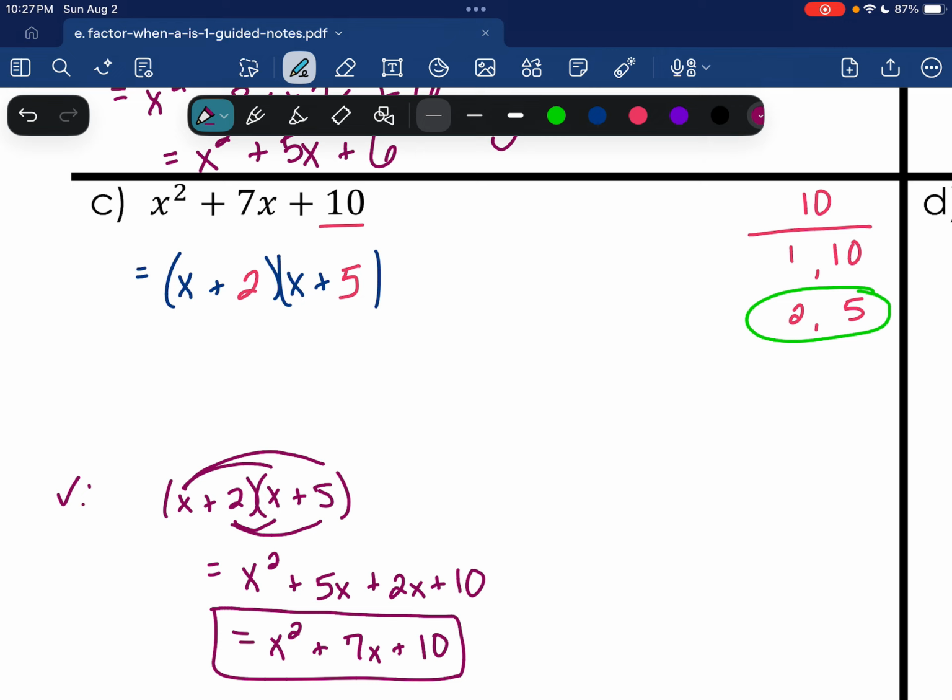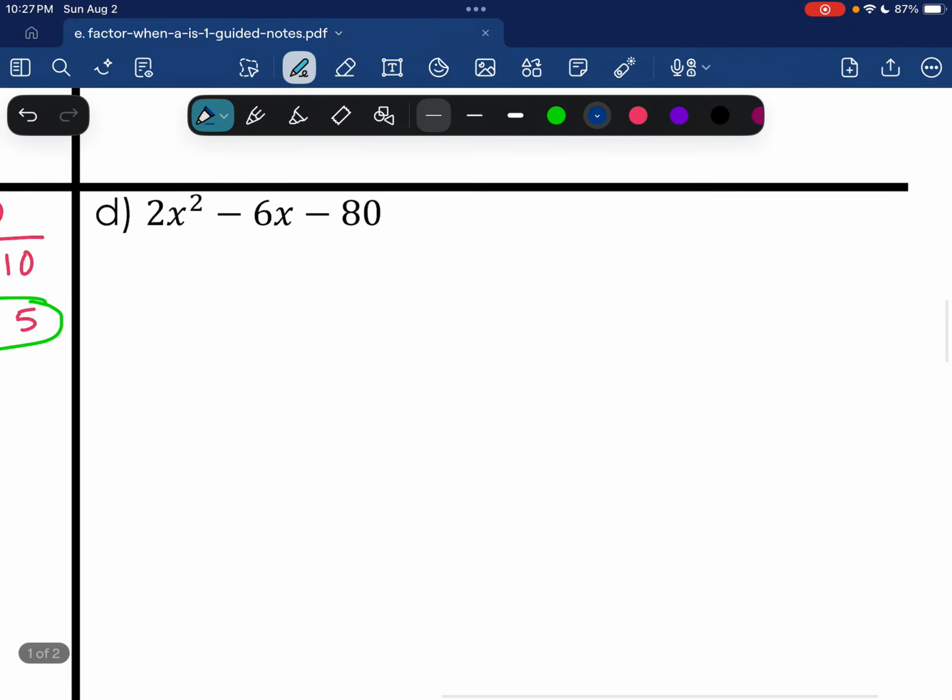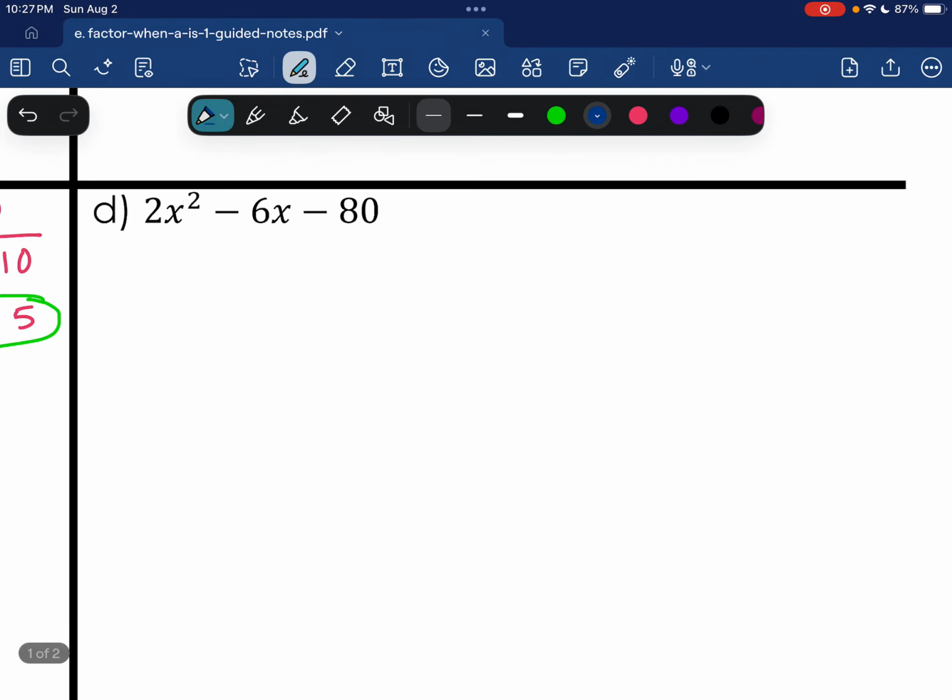All right, we've got standard form here. Ooh, but we've got GCF because all of my coefficients are even. So I'm going to factor out a 2. So we've got 2 times x squared minus 3x minus 40. All right, so this is important that we have to do first because now we are looking at factors of negative 40.